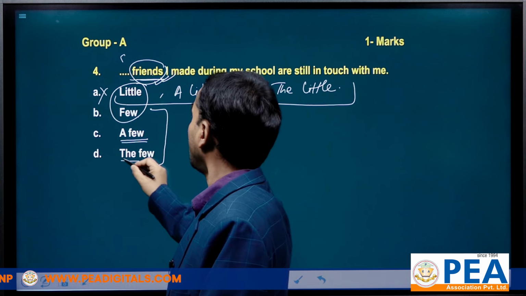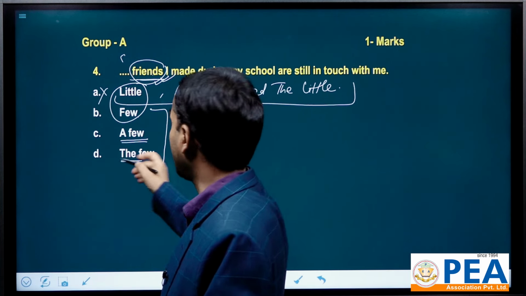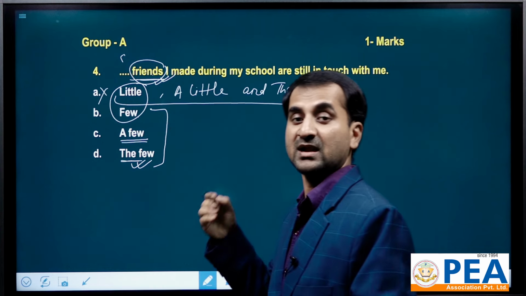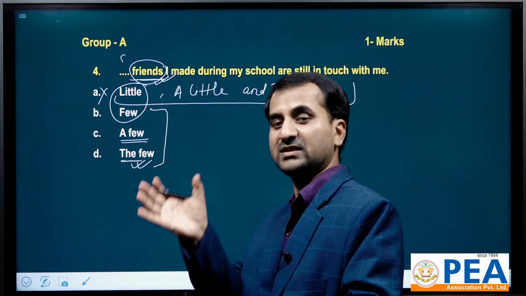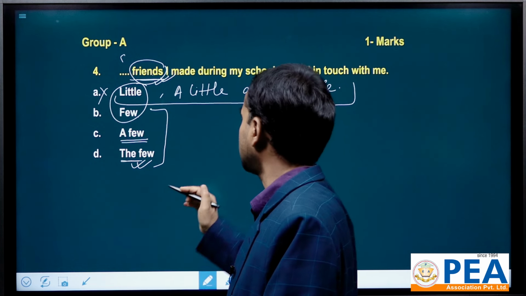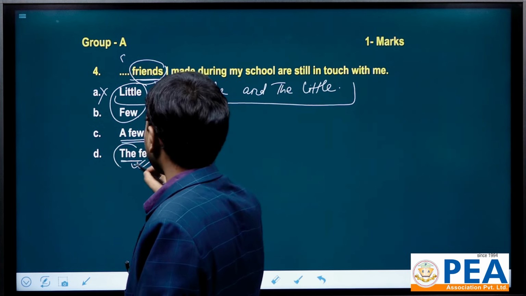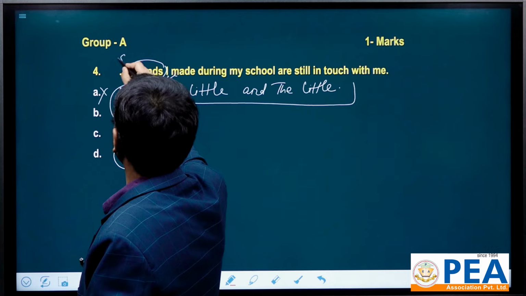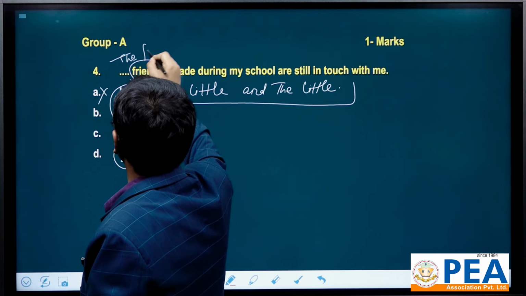Now it becomes "the" when I have to say something certain. So when I have to say that the number is certain in nature, though that is less in number, but that is certain, so we use what? The. Here I have to say "the few friends I made", meaning however few, whatever number of friends I made, the few friends, the few.